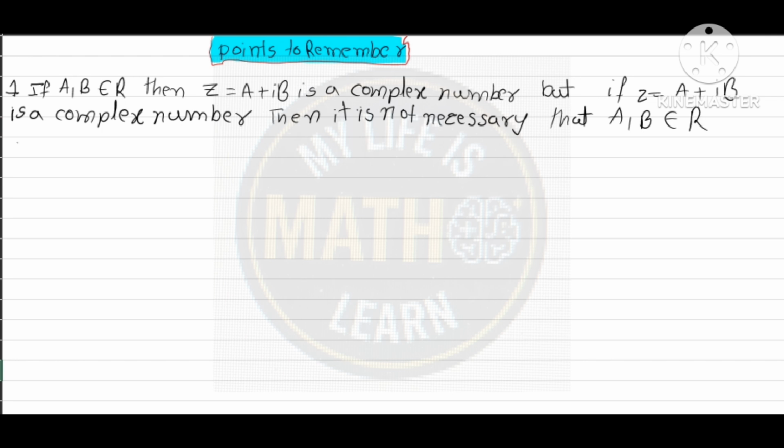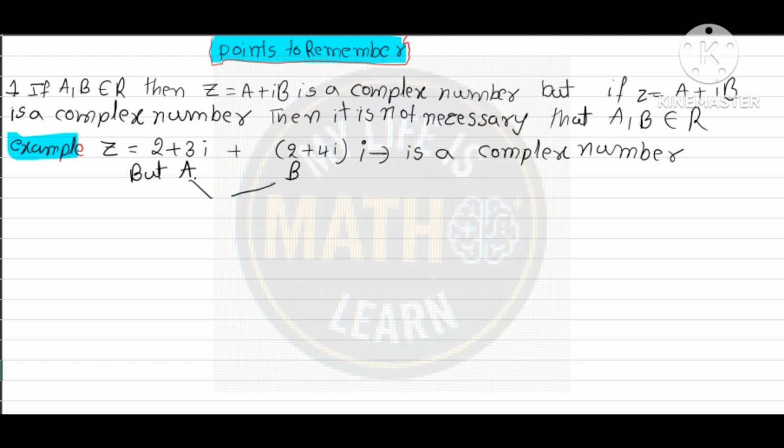Example: Z is equal to 2 plus 3i plus 2 plus 4i into i. It is a complex number, but not in the form where 2 plus 3i is a real number and 2 plus 4i is a real number. Sometimes this is also possible. So here a and b are both not real numbers.